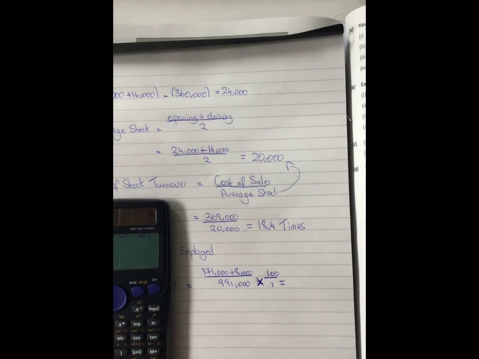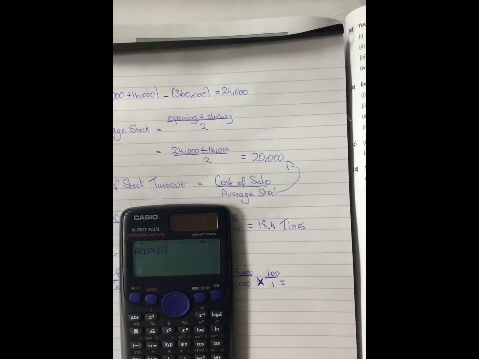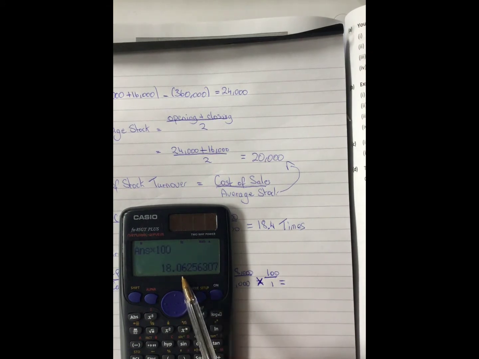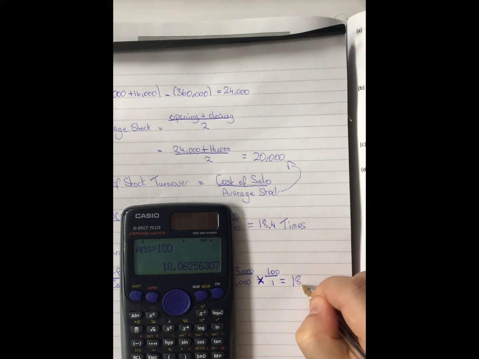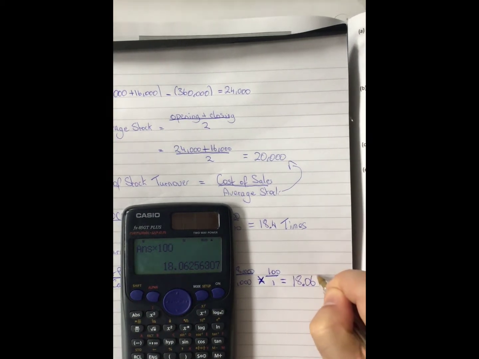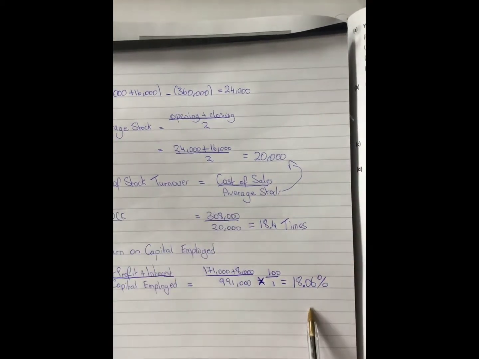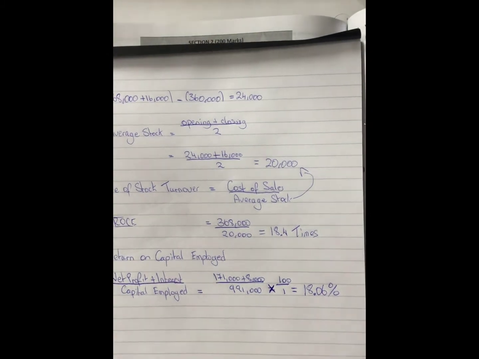And I'll multiply this by 100. I get 18.06 because it asked me to give all my solutions to 2 decimal places. So that's 18.06%. So what's that mean? Well, for the investments or capital that was employed, the investors got 18.06%, which is quite good.